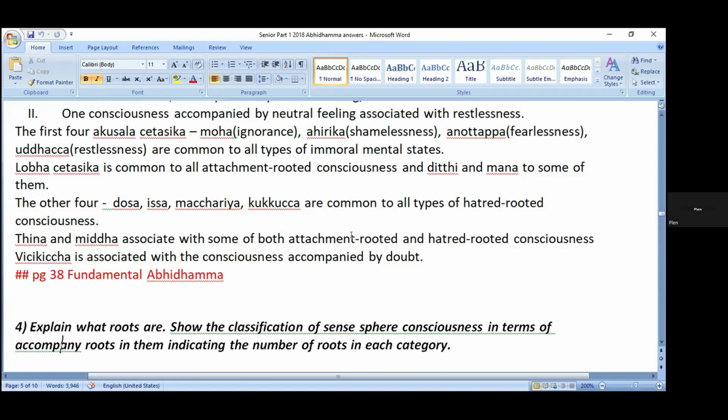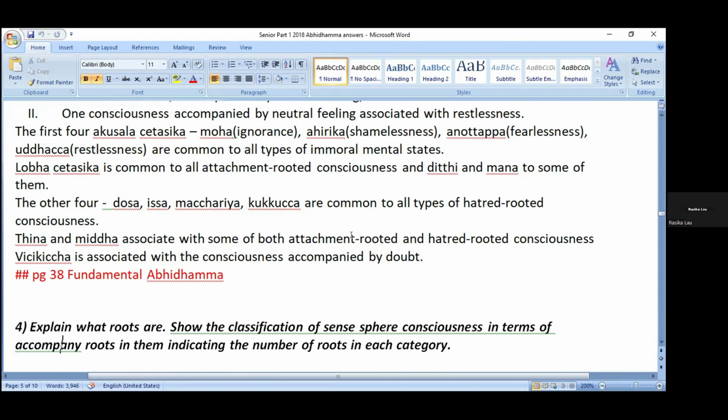Then accompanied by equanimity, associated with knowledge, unprompted; accompanied by equanimity, associated with knowledge, prompted; accompanied by equanimity, dissociated from knowledge, unprompted. Then the next one is accompanied by equanimity, dissociated from knowledge, prompted. Is that all, or do I still have to continue?